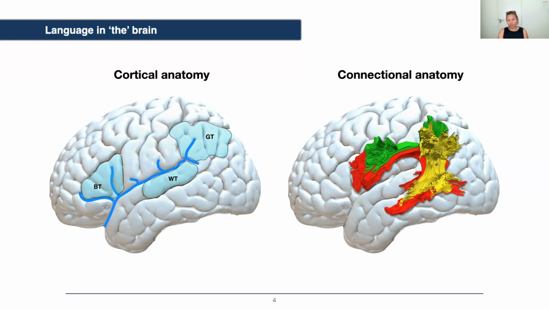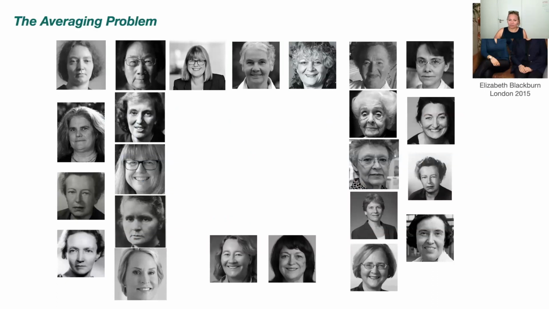Now, there are several different issues with this model of the neurobiology of language, and that also generalizes to other cognitive functions. And I'm going to talk you through these limitations one by one. The first one is that we have an averaging problem. Now, what I mean by that is exemplified in the slide here that was done by my intern, Eva Guzman.